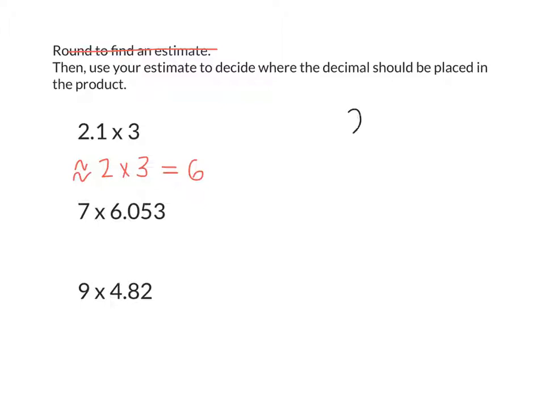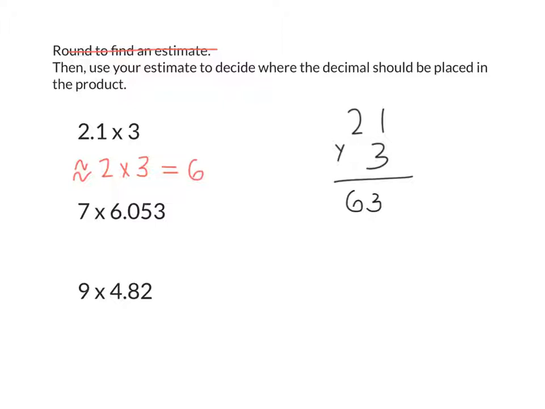Now that I know that the answer should be close to 6, here's what I can do. I know I have 2.1 times 3. Well, I could just think, I'm going to ignore the decimal point for now. I have 21 times 3. Do we know how to do this math? Absolutely. What's 3 times 1? 3. What's 3 times 2? 6. Or 3 times 20 rather, is 60. So 21 times 3 is 63.